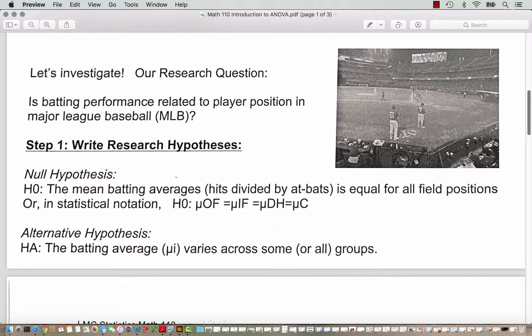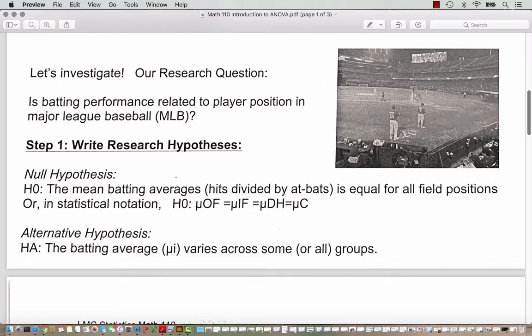So step 1 is to write research hypotheses. The null hypothesis is going to say that the mean batting averages, which is calculated as the hits divided by the at-bats, if you're into baseball statistics, is equal for all field positions. Or in statistical notation, the null hypothesis is where mu for the outfielders, that's what the OF stands for, is equal to the mean for the infielders, that's the IF, is equal to the mean for the designated hitters, that's the DH, is equal to the mean for the catchers. So the OF, IF, DH, and C stand for our different field positions: outfield, infield, designated hitters, and catchers.